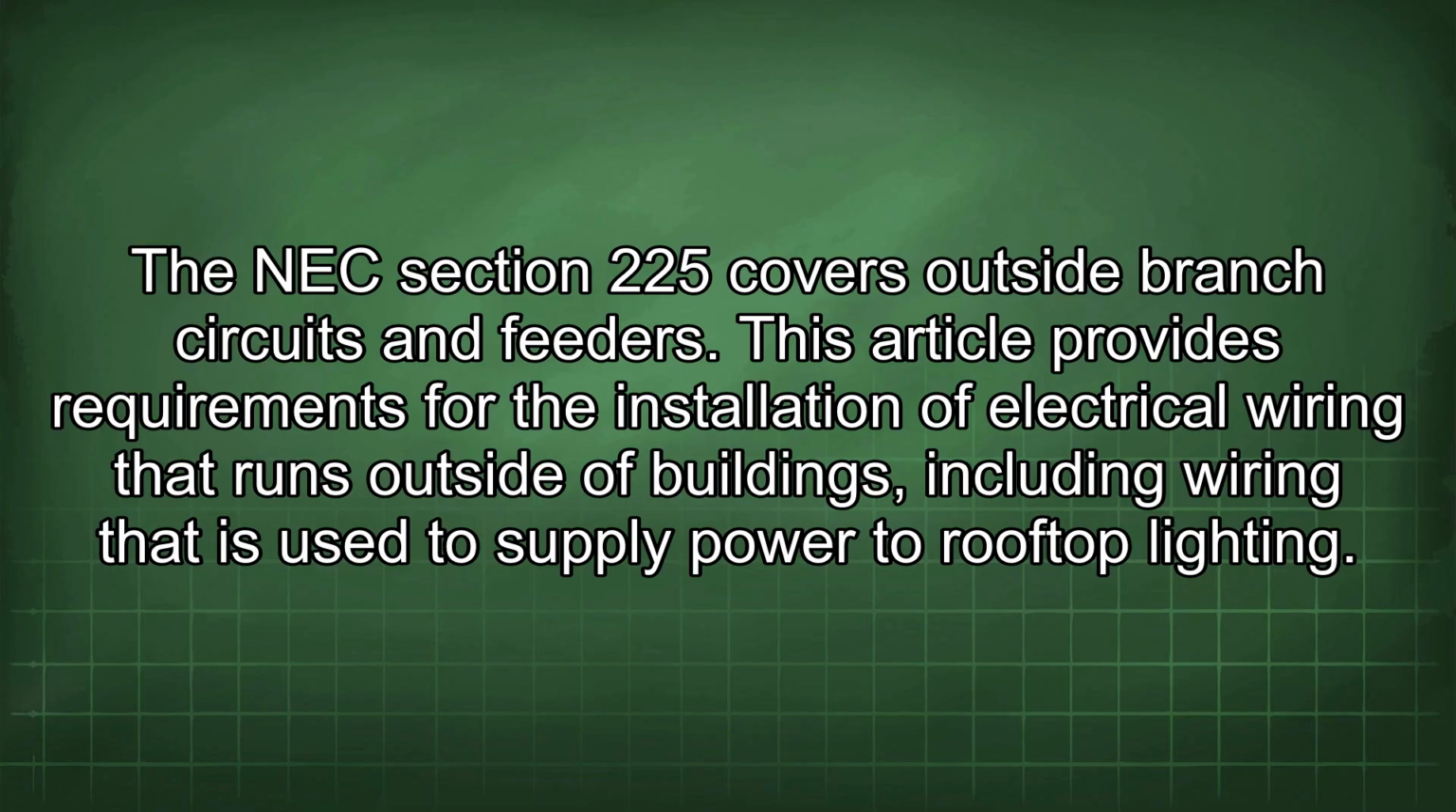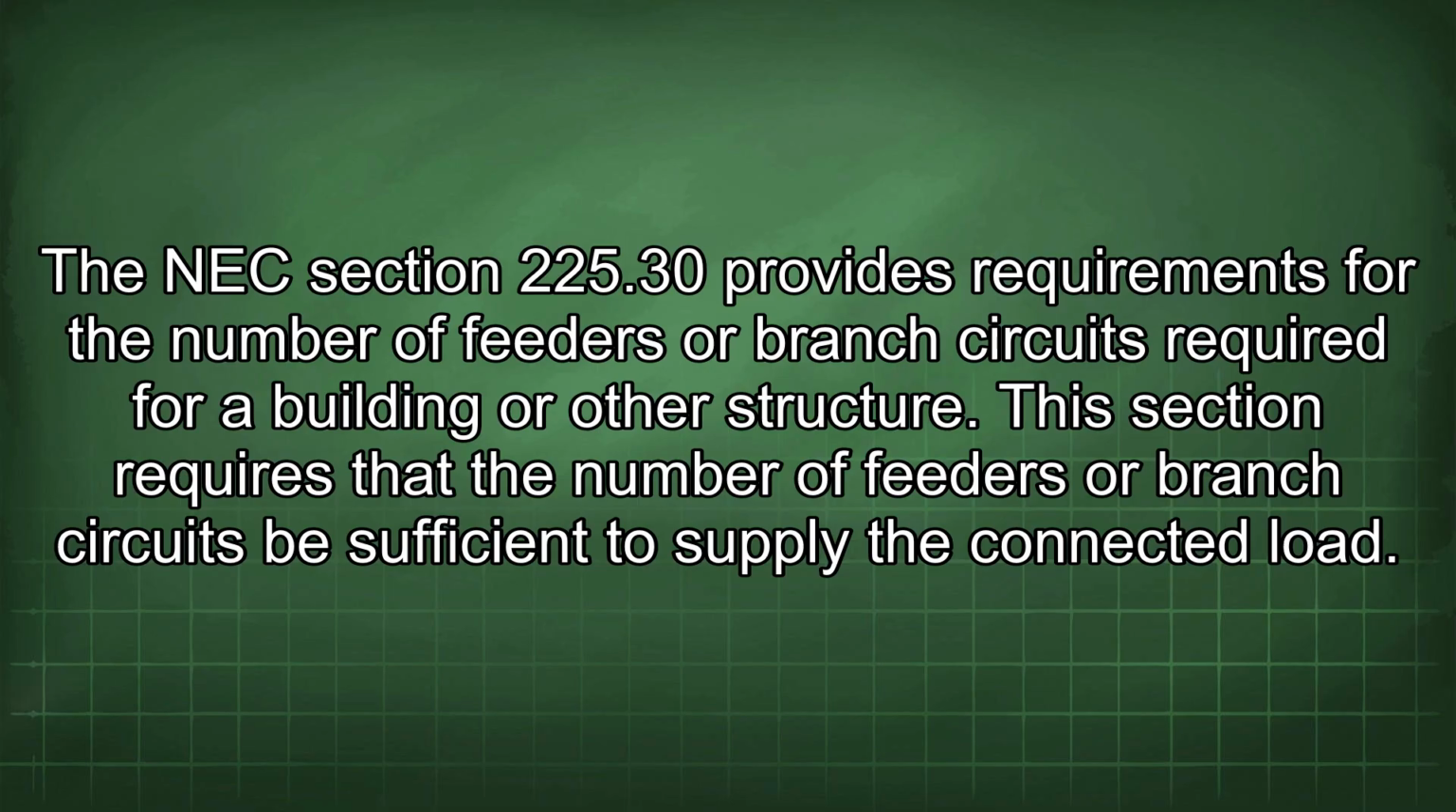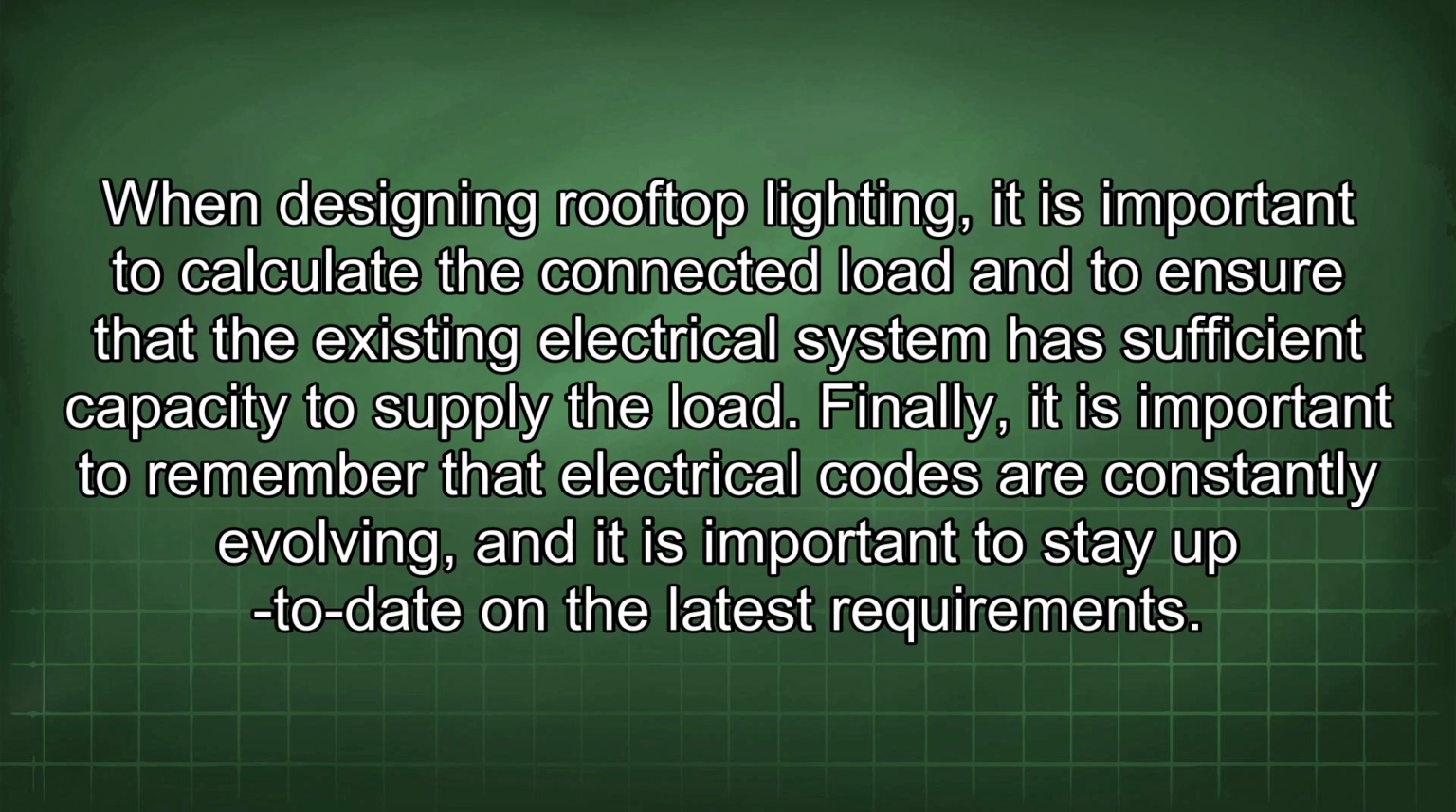The NEC Article 225 covers outside branch circuits and feeders. This article provides requirements for the installation of electrical wiring that runs outside of buildings, including wiring that is used to supply power to rooftop lighting. The NEC Section 225.30 provides requirements for the number of feeders or branch circuits required for a building or other structure. This section requires that the number of feeders or branch circuits be sufficient to supply the connected load. When designing rooftop lighting, it is important to calculate the connected load and to ensure that the existing electrical system has sufficient capacity to supply the load.